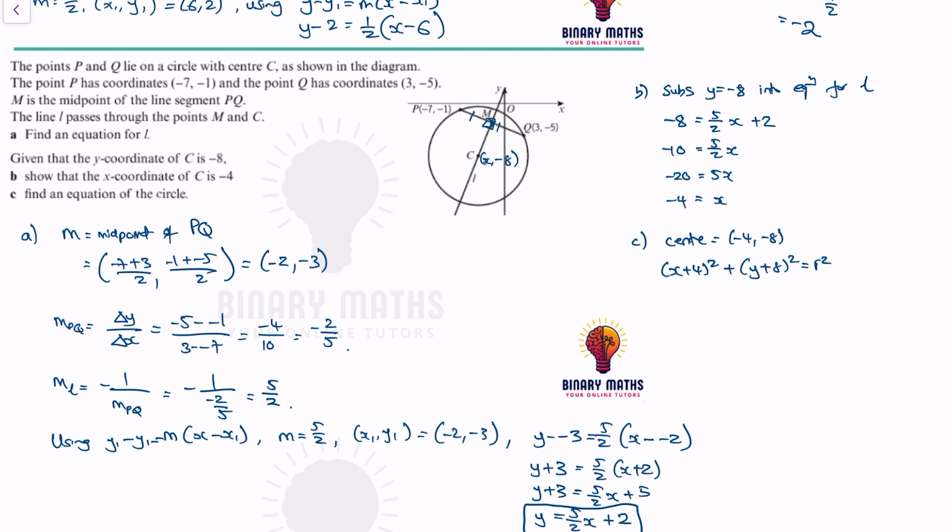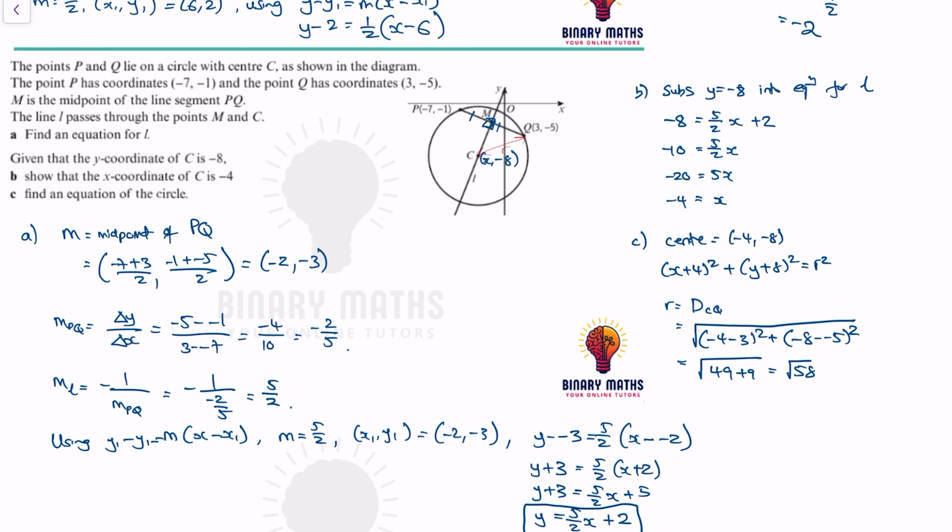Now in order to find r, I need to find the radius, so I can work out the radius by working out the distance between C and Q. So radius is equal to the distance between C and Q, which if I do correctly is the change in x squared, so (-4 take away 3) squared, plus the change in y squared, (-8 take away -5) squared, which ends up giving me 7 squared, which is 49, plus 3 squared, which is 9, which is equal to root 58.